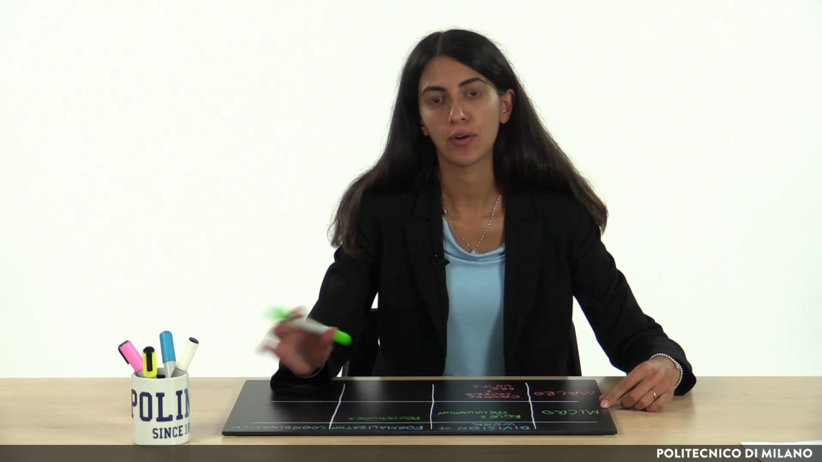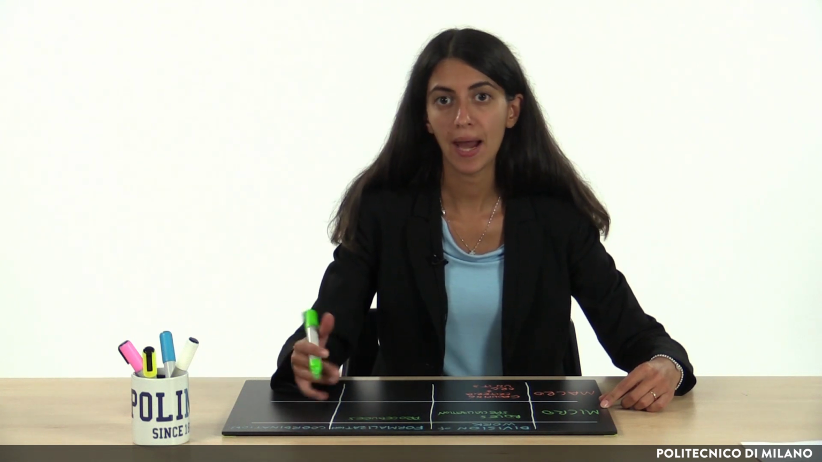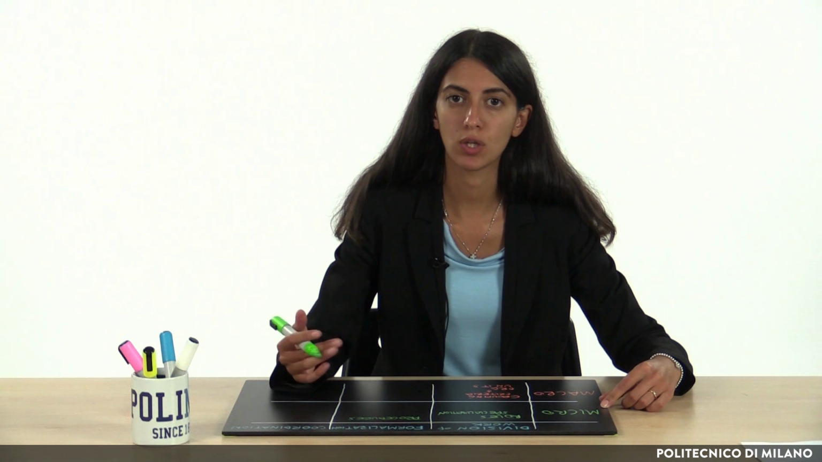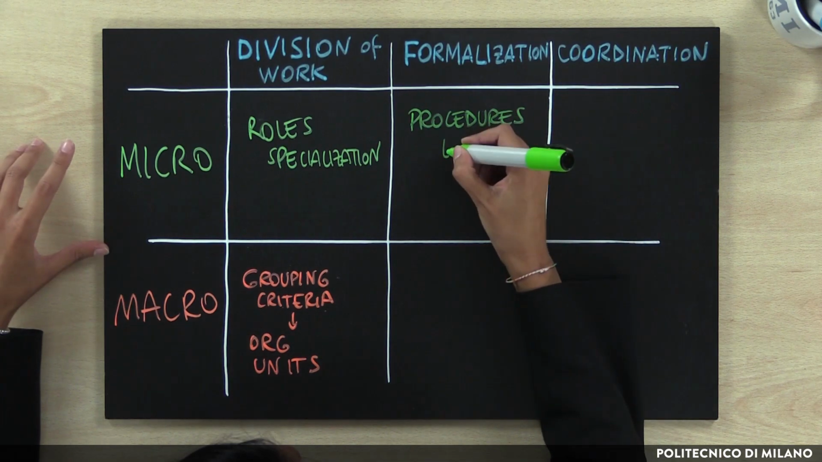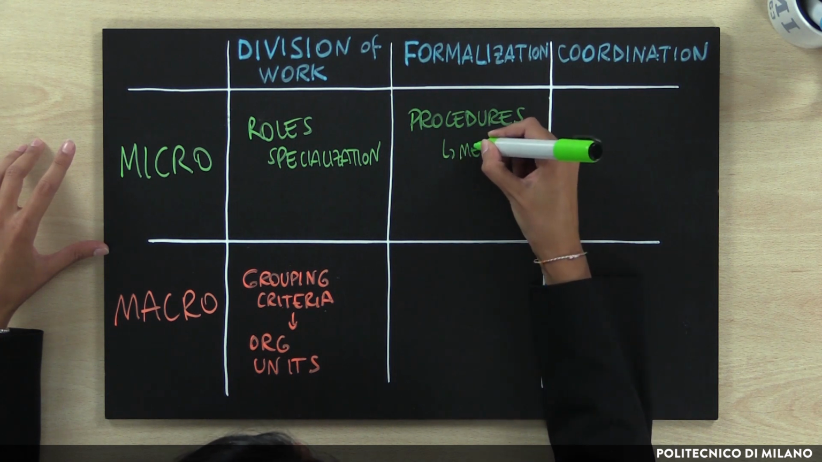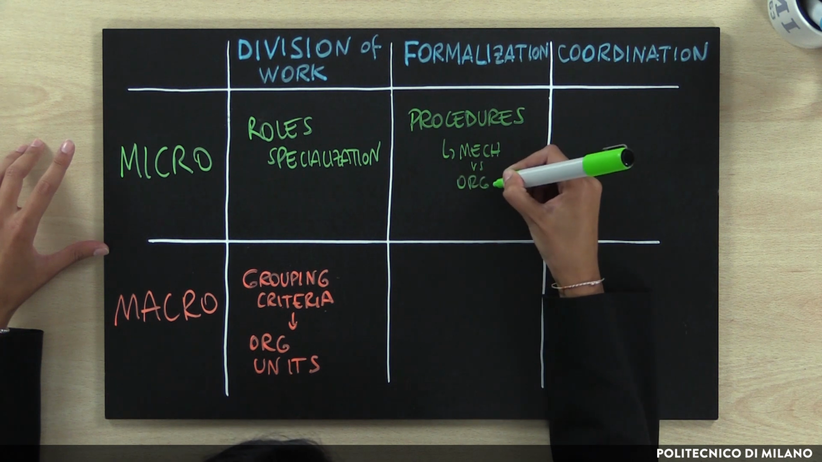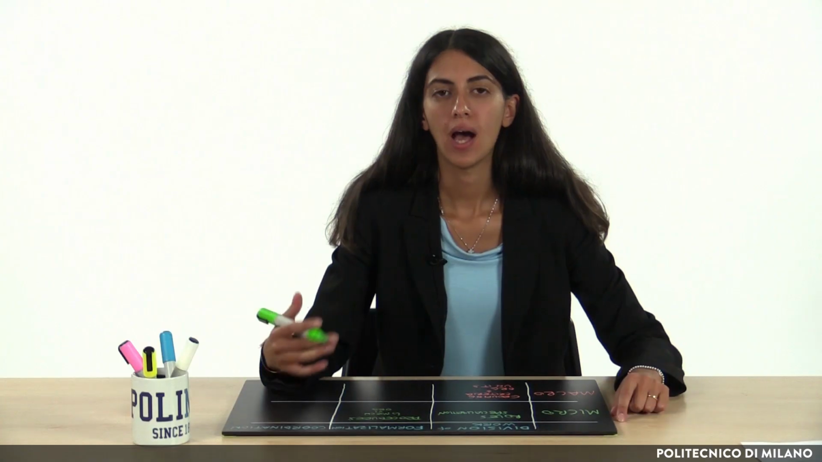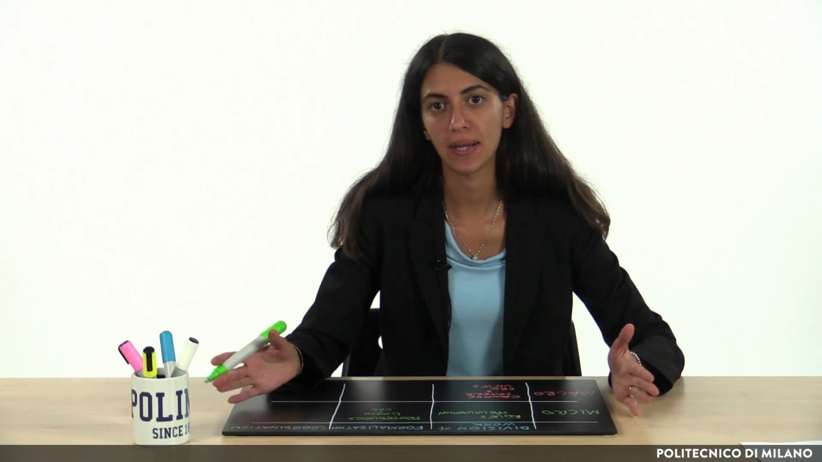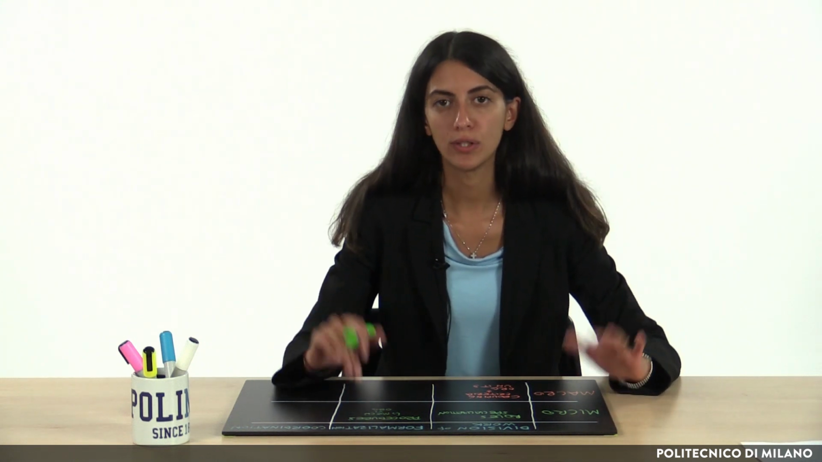The mechanistic and organic organizational metaphors help us in representing different levels of formalization of behaviors and activities inside the company. A mechanic organization is characterized by a high level of formalization, while an organic organization is characterized by a low level of formalization of behaviors and procedures. We will talk in details about these two metaphors in a dedicated lecture.